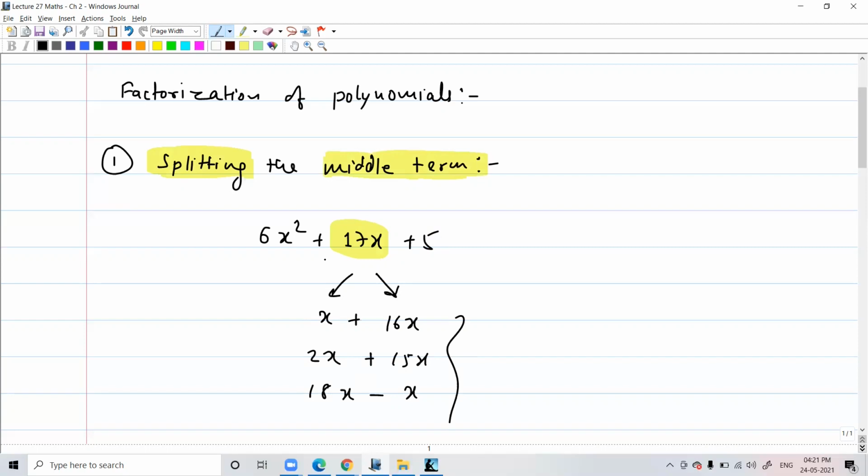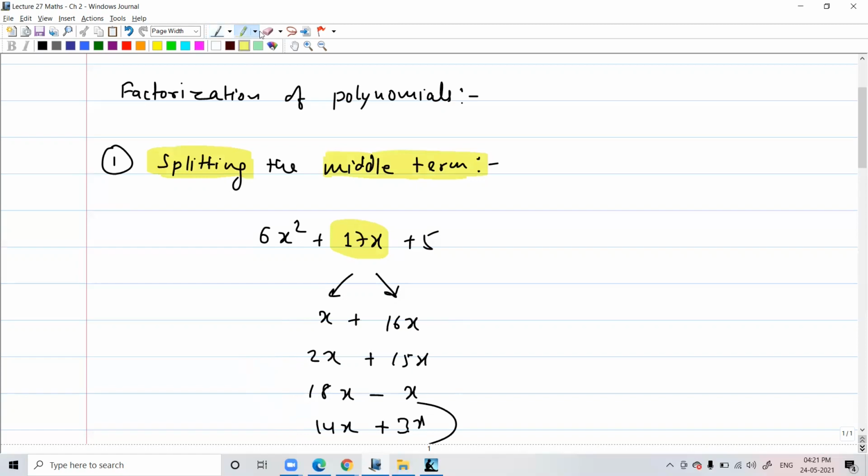Yes, sir. Which one to choose? I can take 14x plus 3x also. That is also possible, but will this help me to factorize it? For that, we have to follow a certain rule.